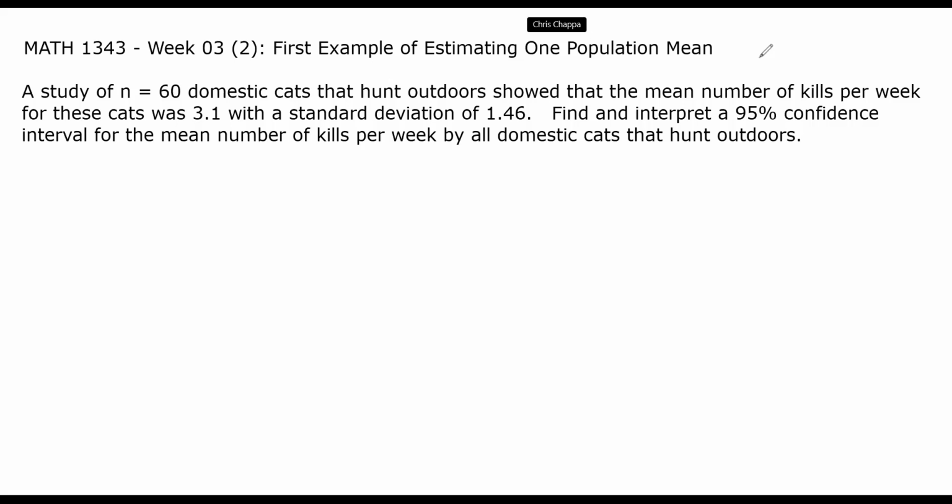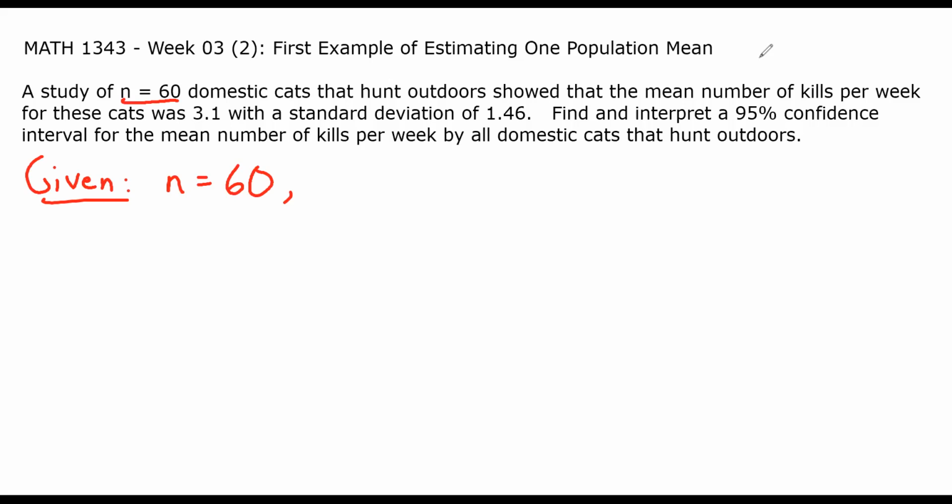And although it's explicitly stated there, sometimes it won't say n equals. Sometimes it will just say a study of 60. But that is a sample size. So let's start by listing everything that we're given. n is 60, a sample size, not a population size. But let's see what else we're given.